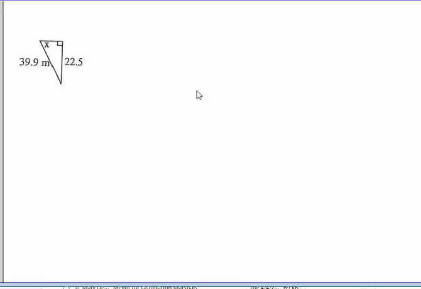Alright, so again, what we do is we assess what we have. We're looking for the angle. We've got the side across from it, and we've got the hypotenuse. So again, the best trig function to use here would be the sine, opposite over hypotenuse. So the sine of x is going to equal 22.5 meters divided by 39.9 meters.